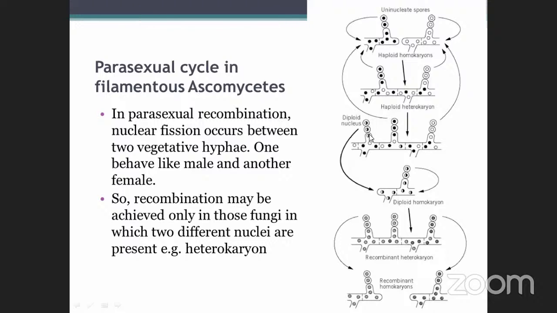Half dark, half light, and that diploid has a random assortment of genes occurring. So a gray color will be produced. That is known as a recombinant heterokaryon, and it may have some superior characteristics compared to the original haploid hyphae.